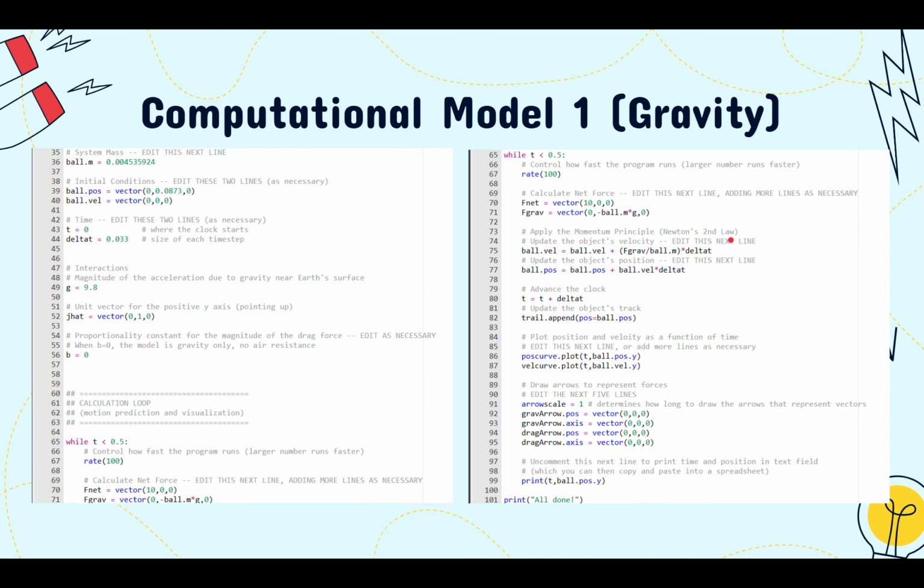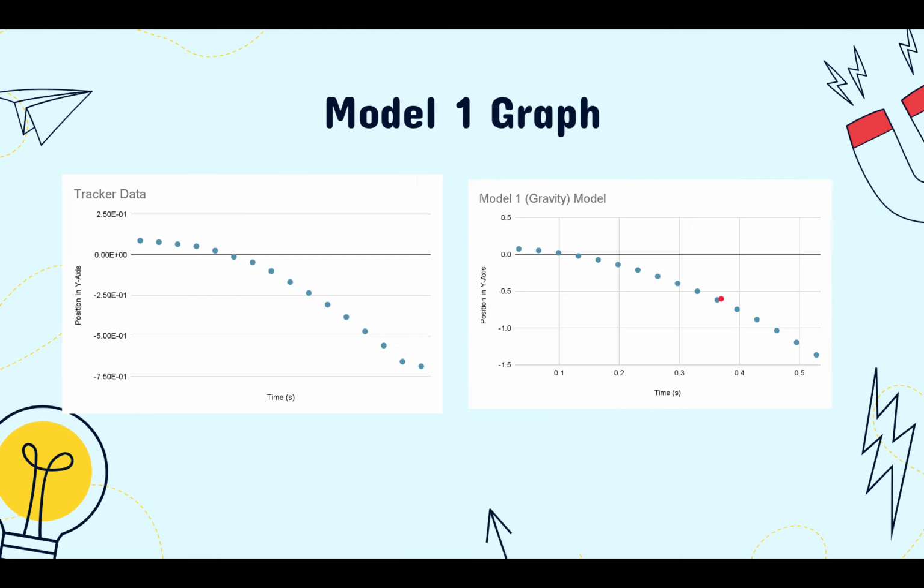For the first computational model, where the ball is subject to the force of gravity alone, the initial conditions were outlined with the ball mass and the initial position vector. Additionally, the force of gravity was used in line 71, right here, with the formula minus mg, as well as the velocity update formula in line 75, and the position update formula in line 77. On the right is the experimental data from Model 1, and it follows the same exponential-like regression over the time interval.